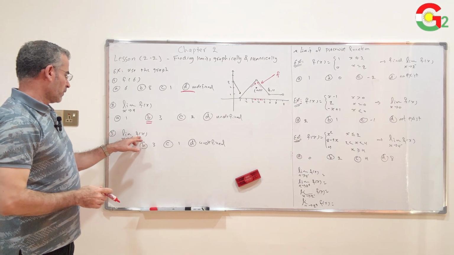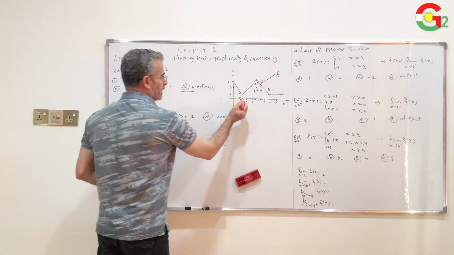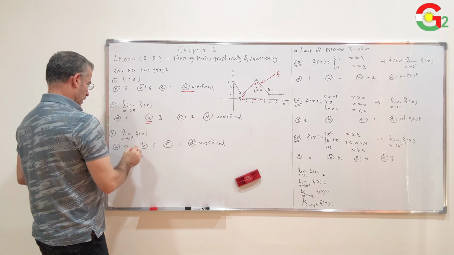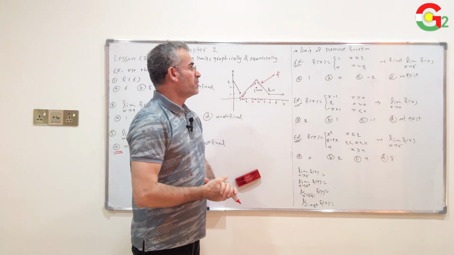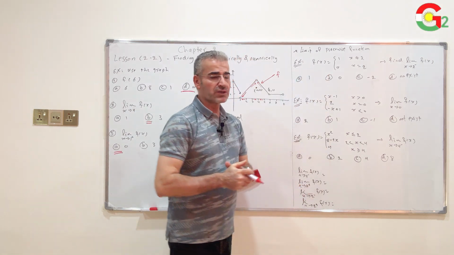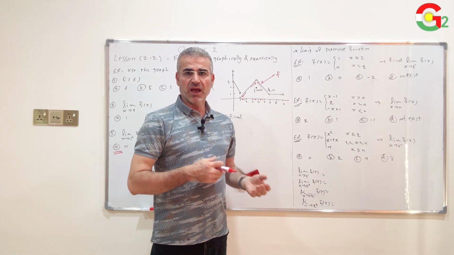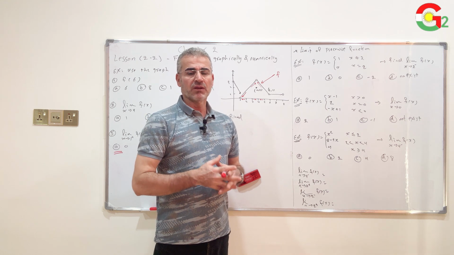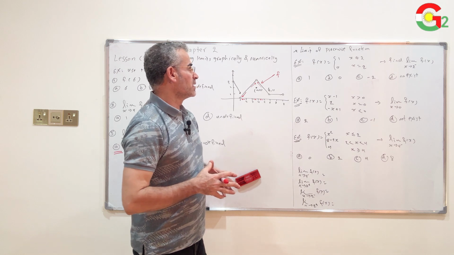Limit for f of x when x approaches 1 from right. When x approaches 1 from right, the function approaches 0. Then the right choice is A. Limit of piecewise function. If f of x is a piecewise function, we will find the limit from left and from the right. If the answers are equal, then the limit exists. If the answers are not equal, then the limit does not exist.